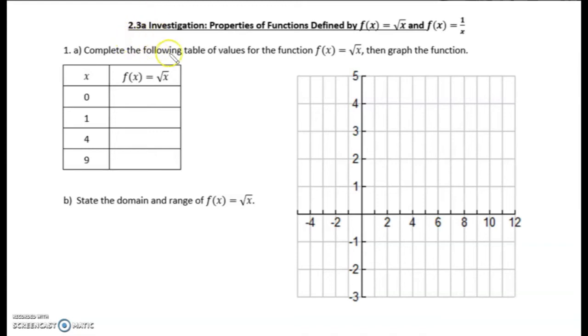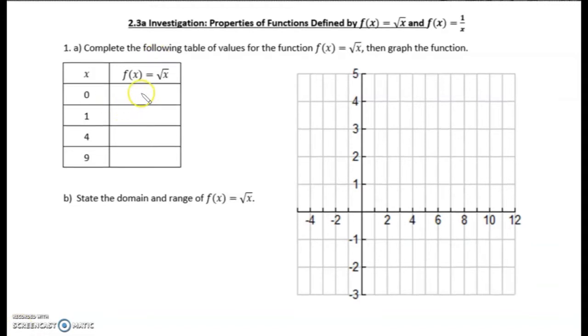Okay, 2.3a, we're just going to investigate properties of the root x and the 1 over x functions. So to start, we're going to just sub in numbers like 0, 1, 4, 9 into the root x function. So root of 0 is 0, root of 1 is 1, root of 4 is 2, and root of 9 is 3. So when we go ahead and graph this, 0, 0, 1, 1, 4, 2, and then 9, 3, we get a graph that looks like this.